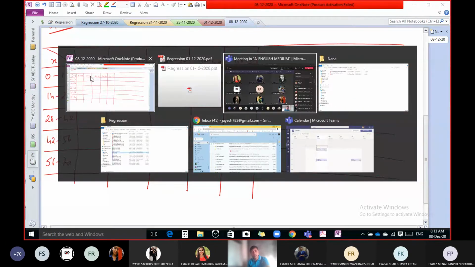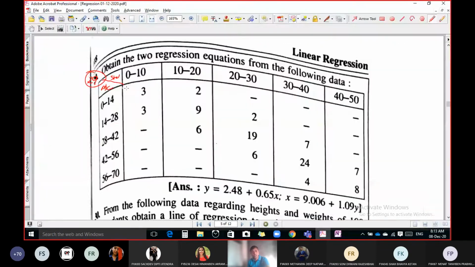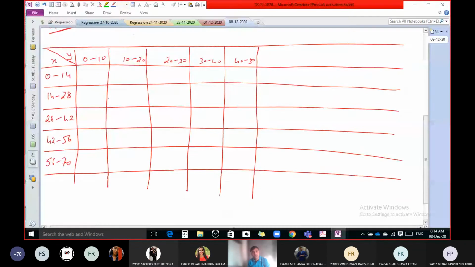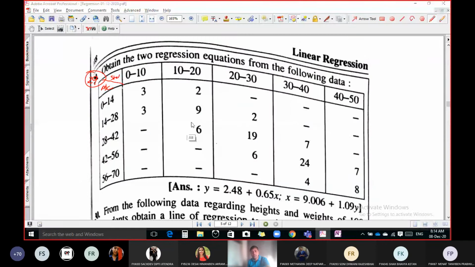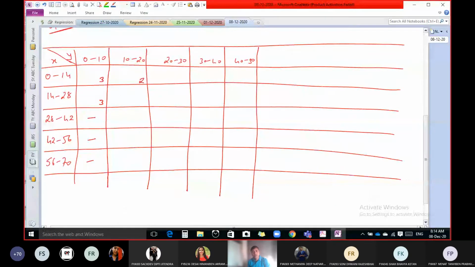The value already given in the question is 3. So it's better to write this 3 in the lower left hand corner of this cell. 3 here, you can write 3. Now where nothing is given, you can write a dash, or you can write 0. Now 296, better to use 296. You can use the lower left hand corner of each cell for the frequency. This is nothing but frequency.